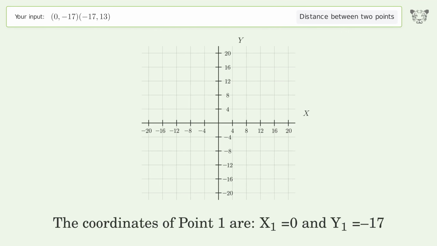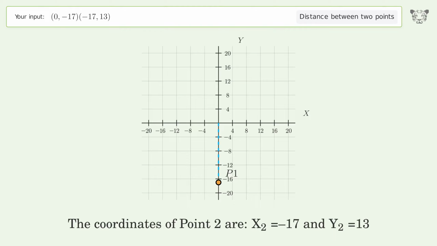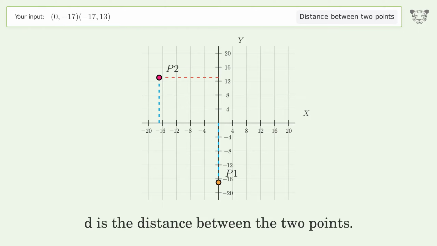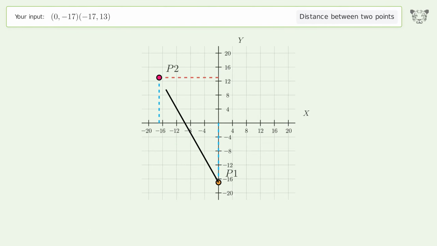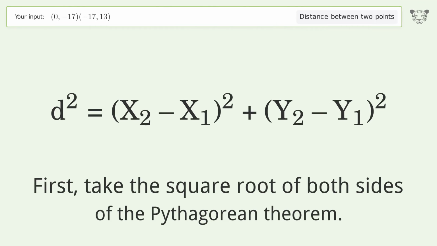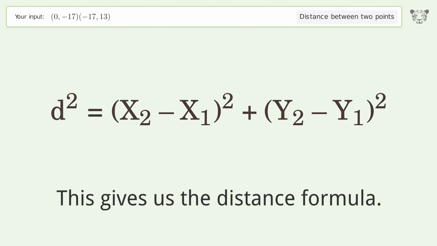The coordinates of point 1 are x1 equals 0 and y1 equals -17. The coordinates of point 2 are x2 equals -17 and y2 equals 13. D is the distance between the 2 points. First, take the square root of both sides of the Pythagorean theorem. This gives us the distance formula.